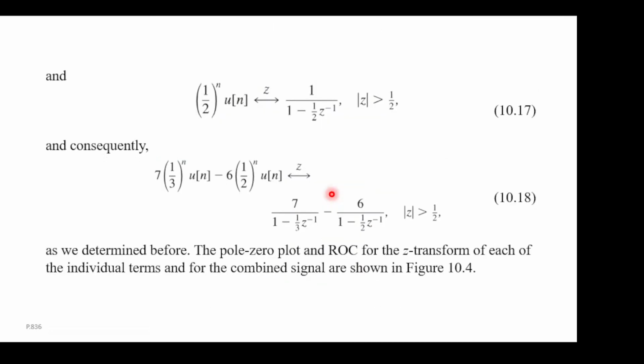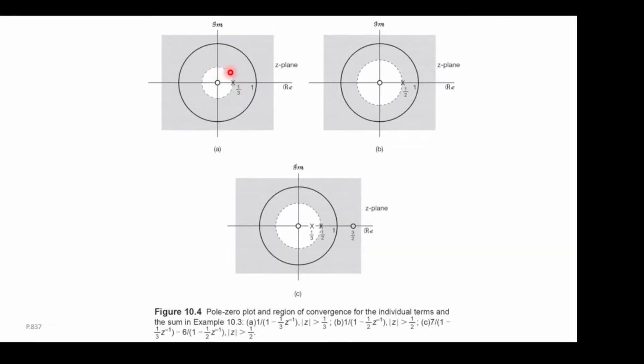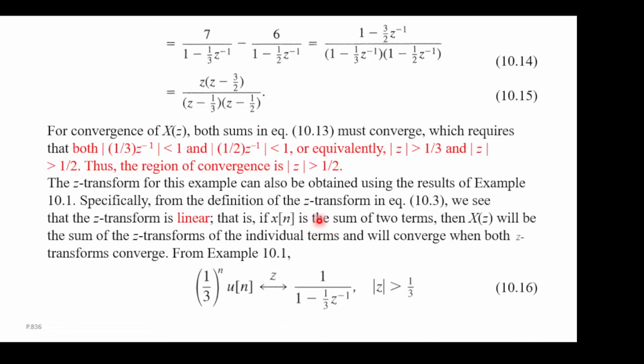Maybe it's easier to see here. One of them has ROC bigger than 1 over 3, one of them has ROC bigger than 1 over 2. So when we take both of them, you take the outer ROC, bigger than 1 over 2. And in the pole-zero plot, you have two poles and two zeros. Somehow when you add them together, you get a zero at 0, just because the z transform has this form in z minus 1. And that's why.